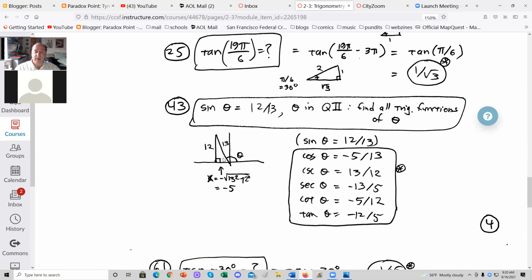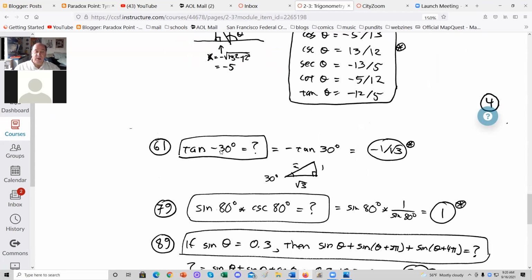Cosine is x over r, minus 5/13. Cosecant is 1 over sine, therefore 13/12. Secant is 1 over cosine, therefore minus 13 over 5. Cotangent is x over y, negative 5 over 12. Tangent is y over x, therefore negative 12/5.